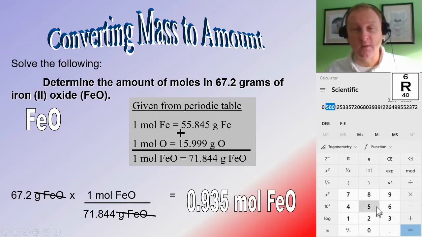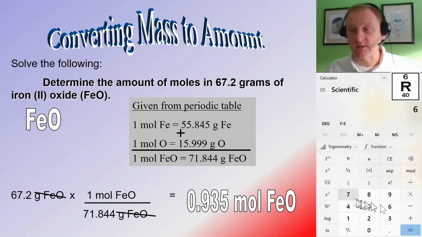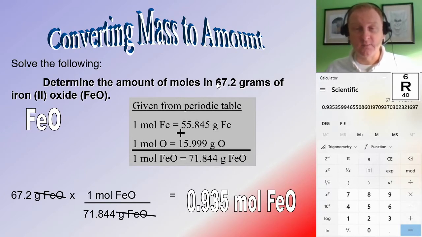Let's take a look at what our calculator would say when we try this. So 67.2 divided by 71.844 equals, and again we get another huge number. The number started with 3 significant figures. We've got 3 in our question, and here I'm not rounding off to 3 because my answer isn't what's the molar mass of iron oxide. We don't round off until we get to our final answer. That's an important thing to note.